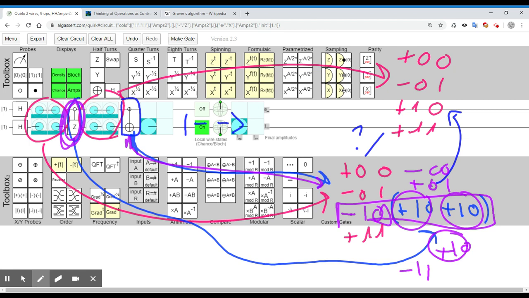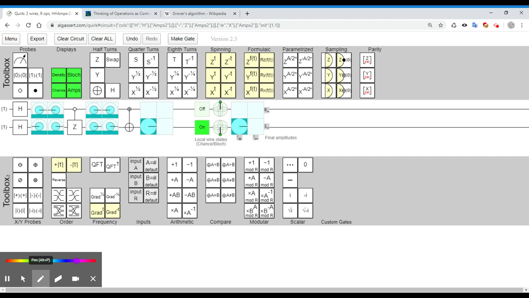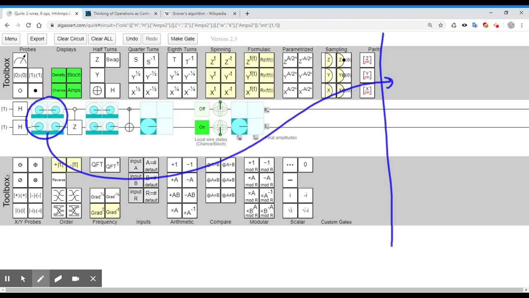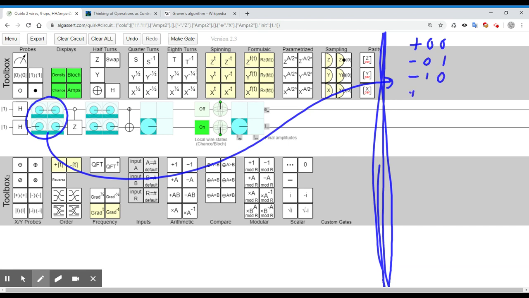Let me try to express that again. Oh my god, that may be it. Let's try to use colors the right way. We're at this step, and I'm going to use this part of the screen. So this is basically plus 0 0, minus 0 1, minus 1 0, plus 1 1. Now, let's change the color. We execute that operation, which basically adds to the mix plus 1 0, plus 1 0.